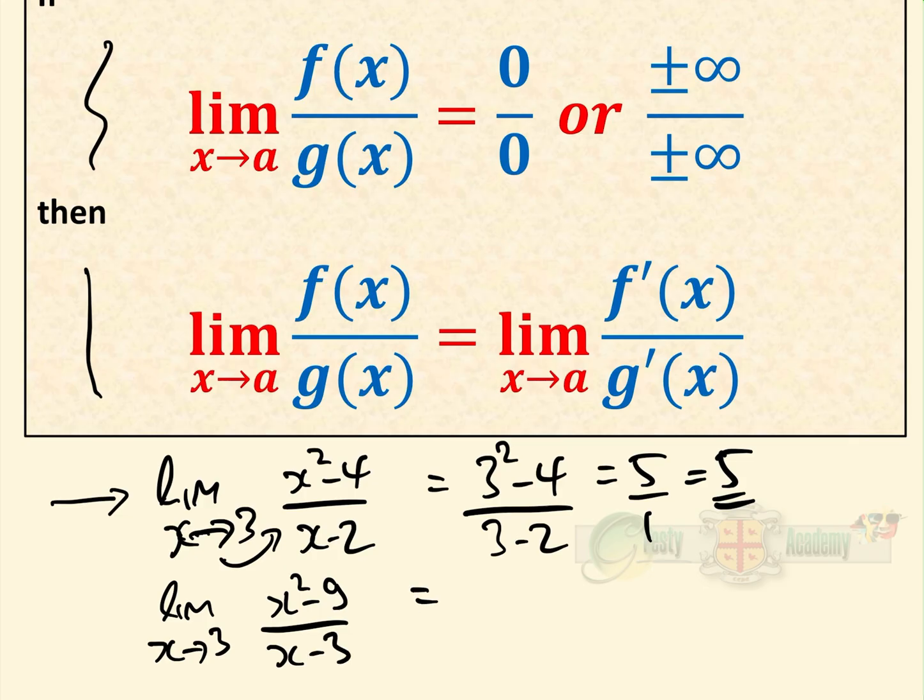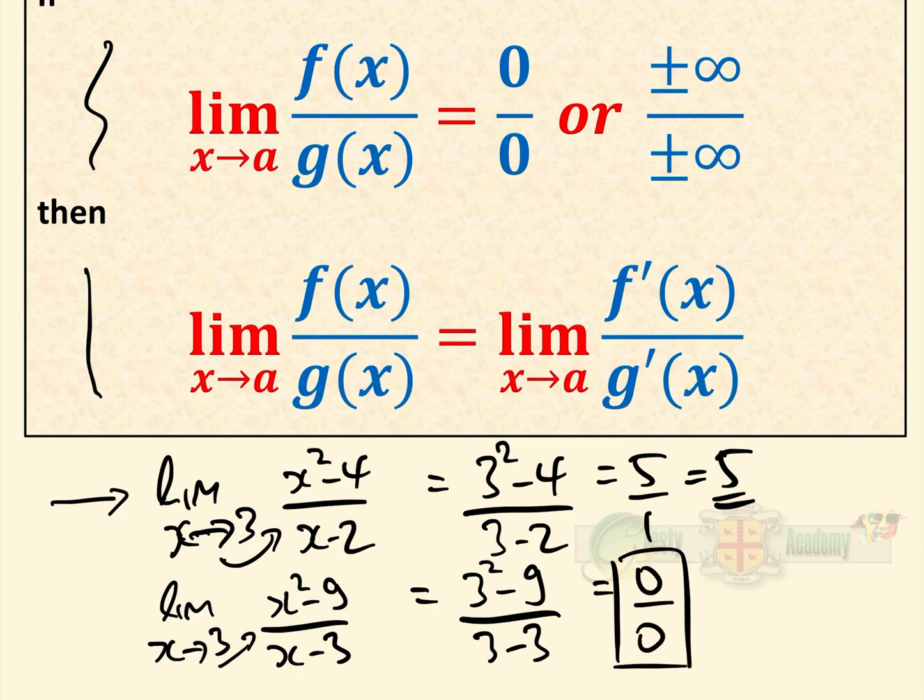Now let's do exactly the same thing, put x equals 3 into here, and we get 3 squared minus 9 over 3 minus 3, which is 0 over 0. So we don't know what this limit is because this is called indeterminate. It's 0 over 0. And this is where L'Hopital comes in.